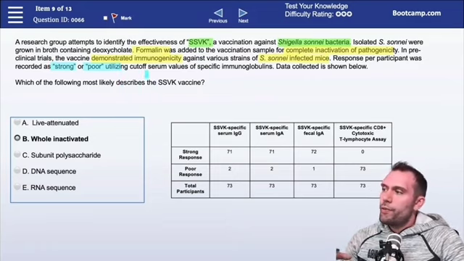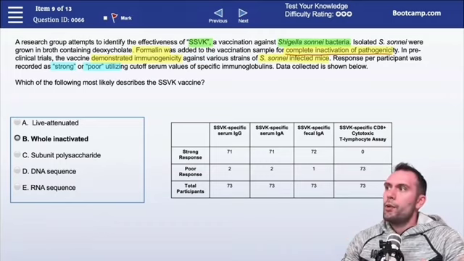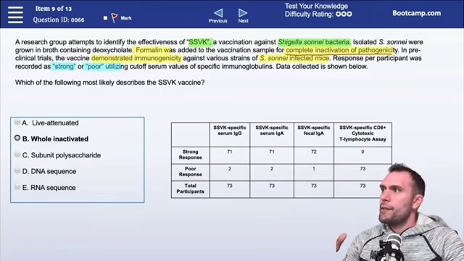Okay, so I think we're trying to figure out what type of vaccine this is. There's definitely some clues here off the bat. Just from reading this line, there was complete inactivation of pathogenicity. So remember, there's two different terms being thrown around here: pathogenicity and immunogenicity. You've got to keep these things straight, right?